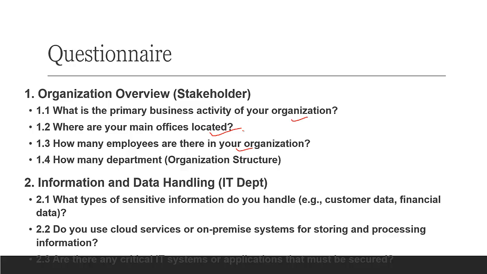Nowadays, we also ask the question, do you use cloud services? Because understanding where data is stored, on-prem or cloud, affects the ISMS scope, and different security controls may also be required depending upon the environment. And this question helps to identify potential third-party risk. And we also ask, do we have any critical IT systems or applications? So in our case, CRM is a critical application.